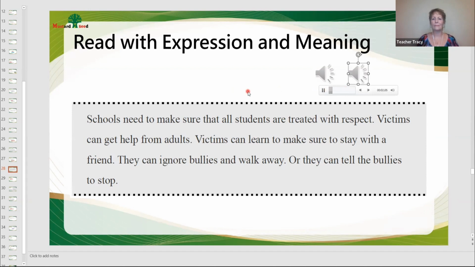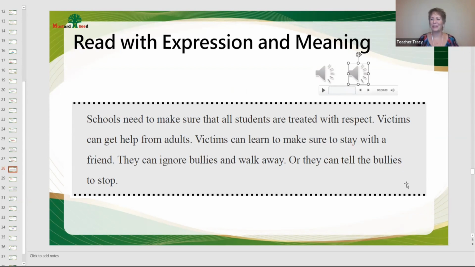Schools need to make sure that all students are treated with respect. Victims can get help from adults. Victims can learn to make sure to stay with a friend. They can ignore bullies and walk away, or they can tell the bullies to stop.